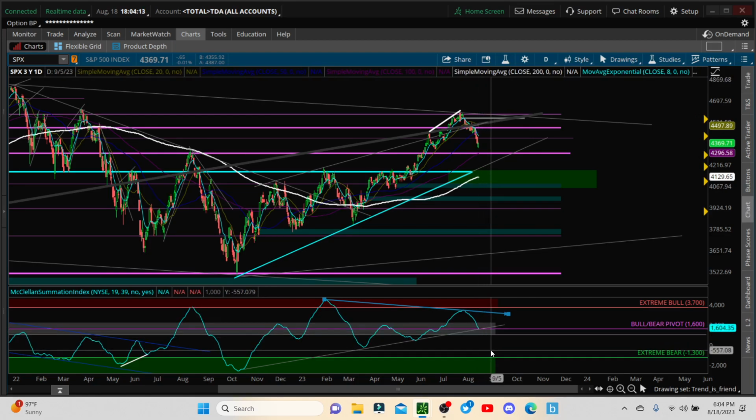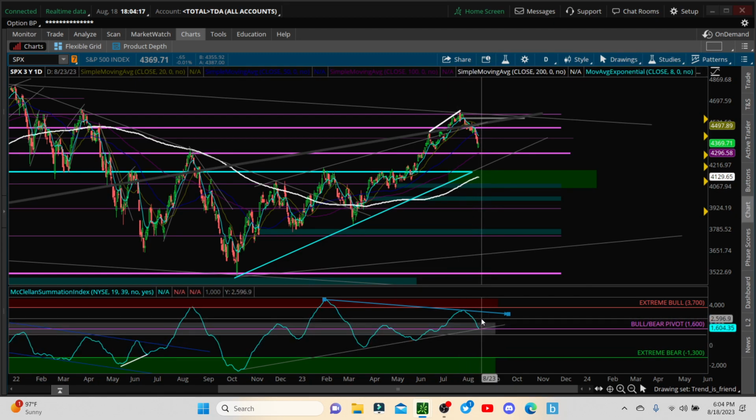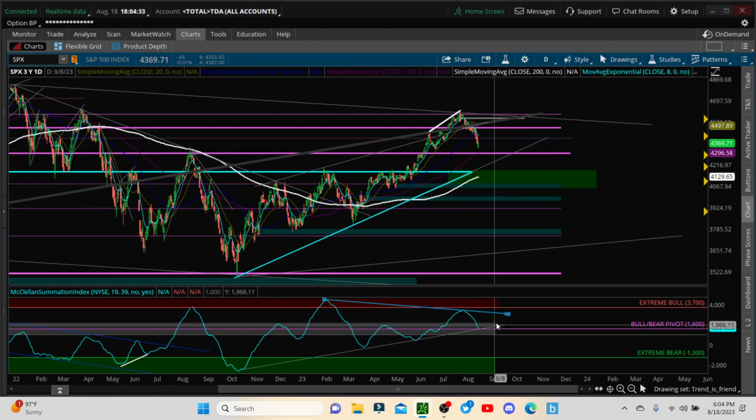Sure, we can just continue to go further down. I don't think that's the case. I think we're going to give an opportunity for the bulls to think that we're going to go to higher highs, but we're going to oscillate into here before breaking down. That is speculation. We're going to have to watch to see what happens, but that's the path forward that I'm looking at right now.